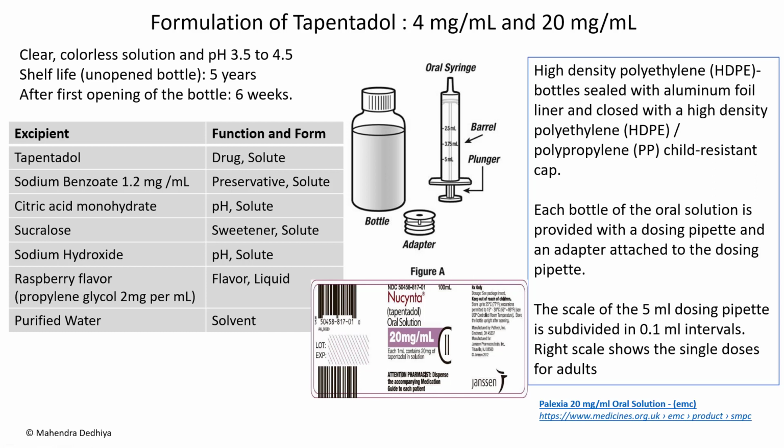This is designed for children between 2 to 7 years old. It has the active, sodium benzoate as preservative, citric acid, sucralose as a sweetener, sodium hydroxide for adjustment of pH, flavor, and purified water as a solvent. It is packaged in a high density polyethylene bottle. Each bottle of oral solution is provided with a dosing pipette and an adapter. The syringe is inserted in the adapter and the amount can be withdrawn.